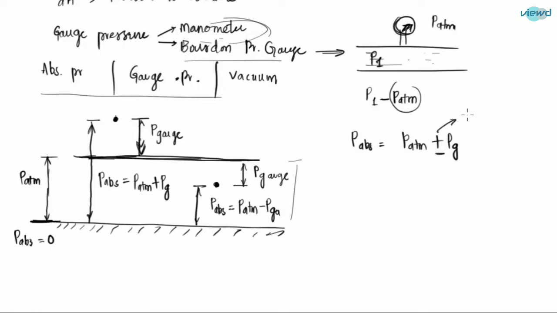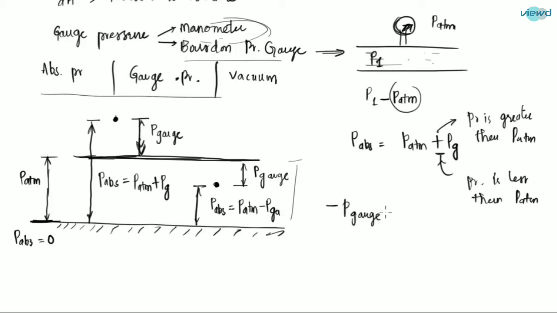Plus is used when pressure is greater than atmospheric pressure. Minus is used when pressure is less than atmospheric pressure. And also this negative gauge pressure is equal to P vacuum. It can also be said as P vacuum.